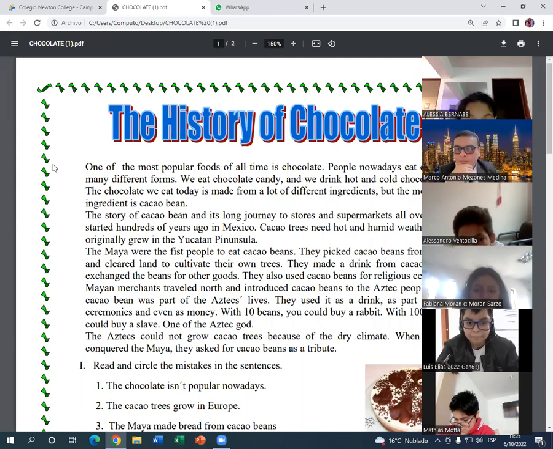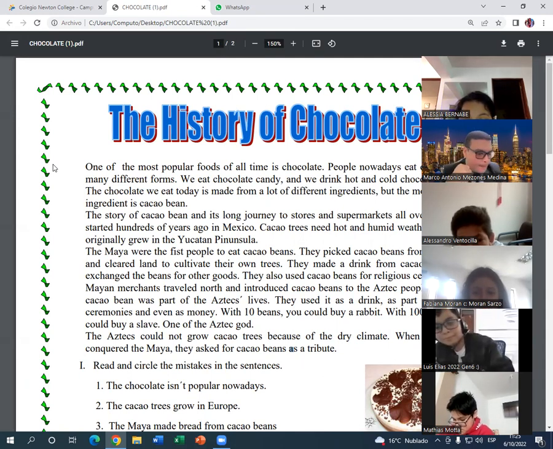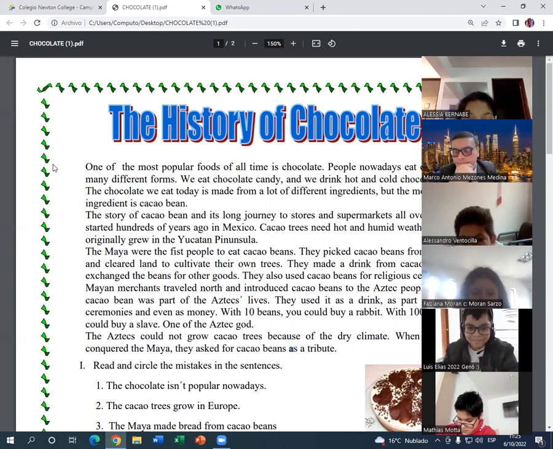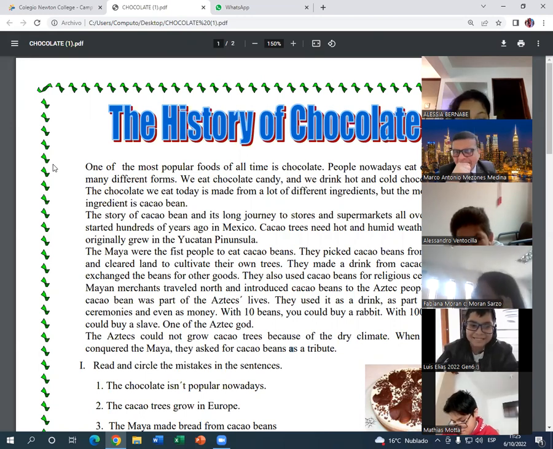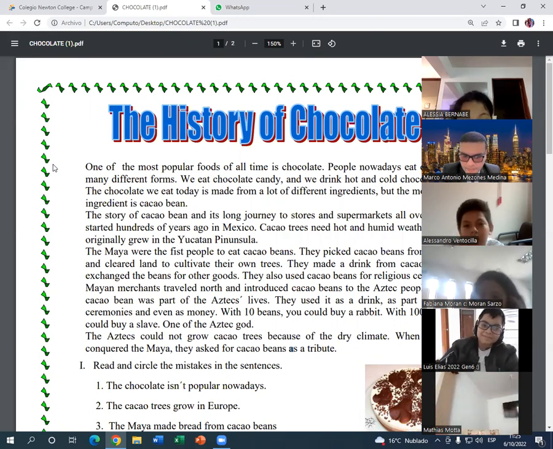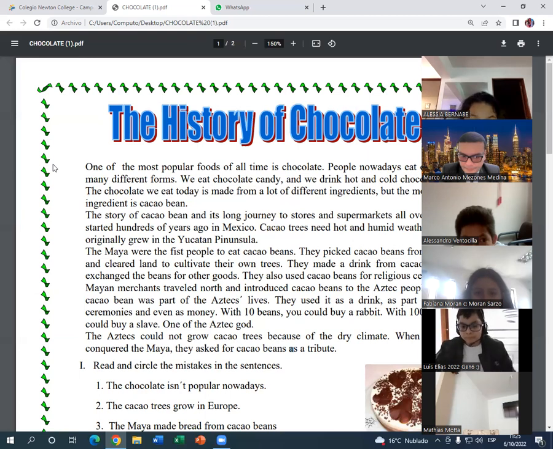Mayan merchants traveled north and introduced cacao beans to the Aztec people. Soon the cacao bean was part of Aztec life. They used it as a drink, as part of religious ceremonies, and even as money. With 10 beans, you could buy a rabbit. With 100 beans, you could buy a slave, one of the Aztec gods. The Aztec could not grow cacao trees because of the dry climate. When the Aztecs conquered the Maya, they asked for cacao beans as a tribute.